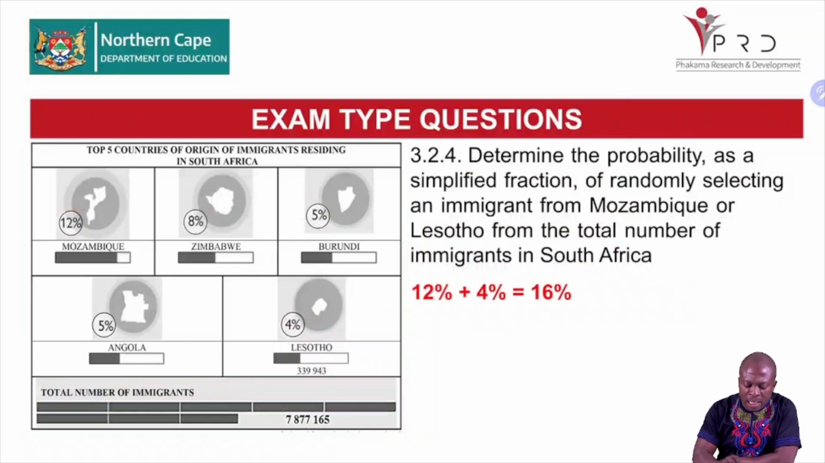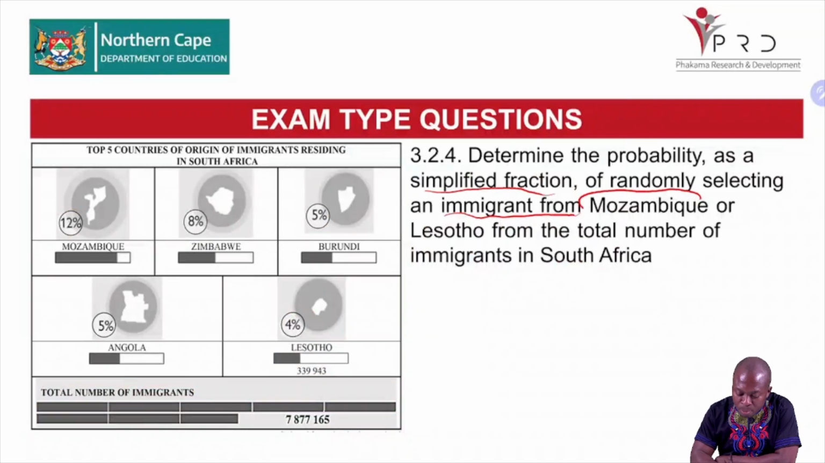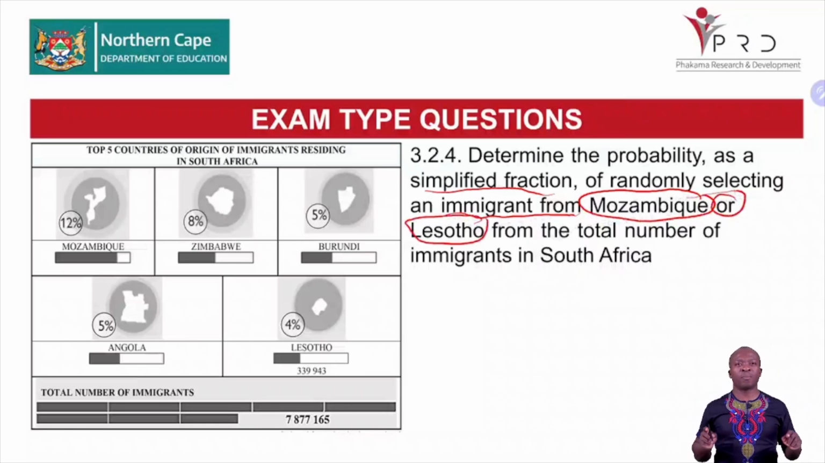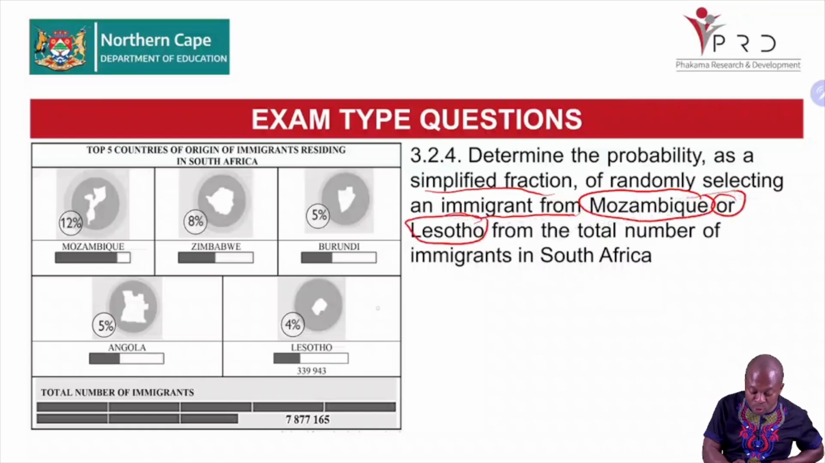All right. I gave you a question which says, determine the probability as a simplified fraction. It means it must be in the form of a fraction of randomly selecting an immigrant from where? Mozambique or Lesotho. This is the key. Once you see or, it means add. When you see and, you have to multiply. Don't forget, once you are dealing with probability, the moment you see or, you must add the values from Mozambique and Lesotho. If you see and in between the countries, it means you must multiply.